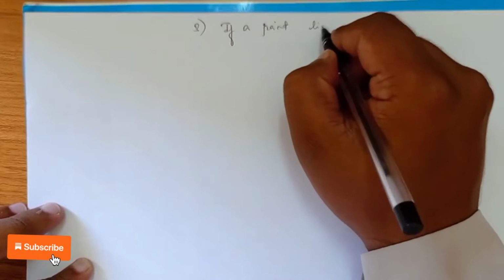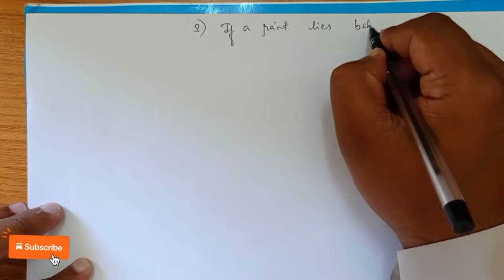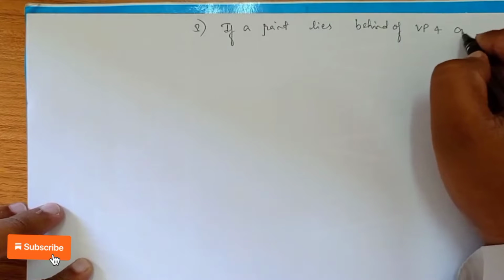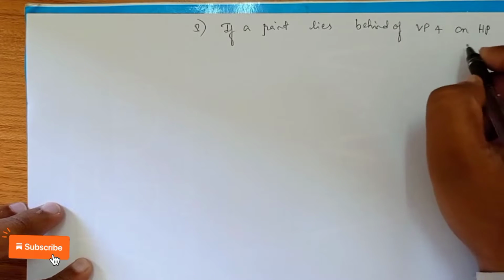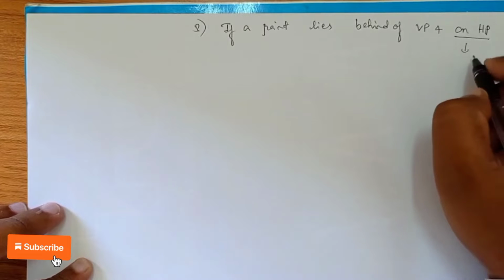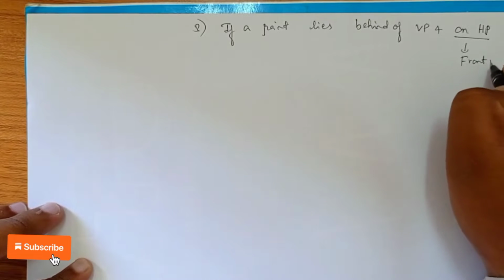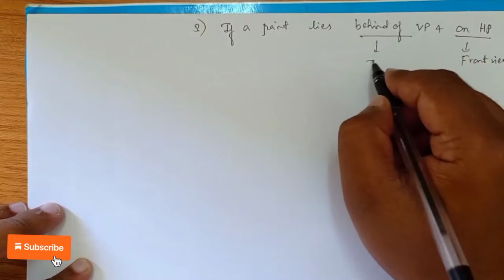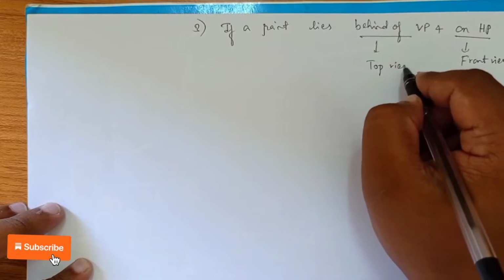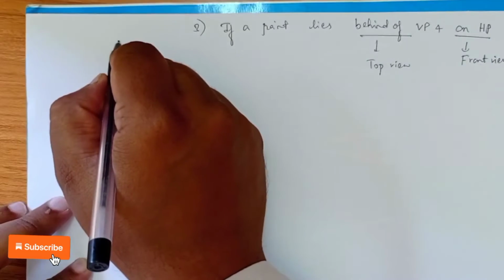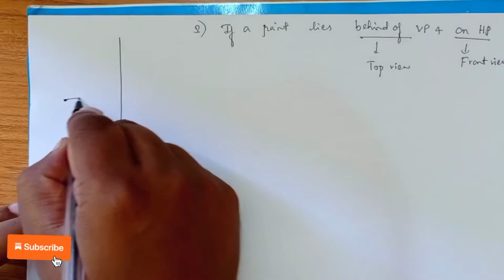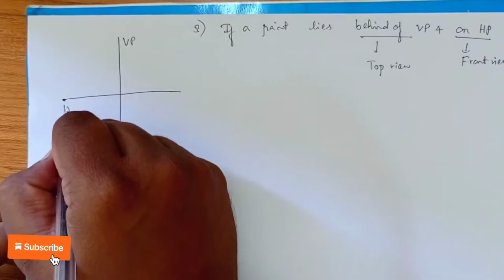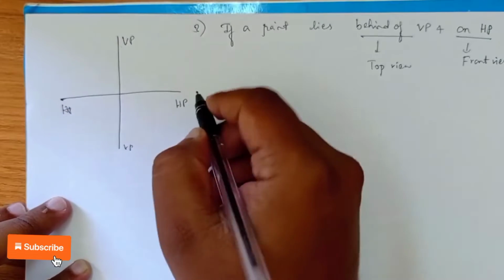If a point lies behind VP and on HP, on HP means it is front view, so behind VP means it is top view. So we have four quadrants. This is the vertical plane, this is the horizontal plane.